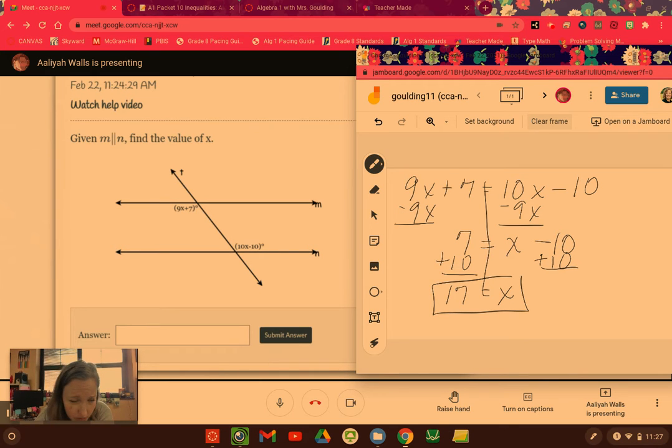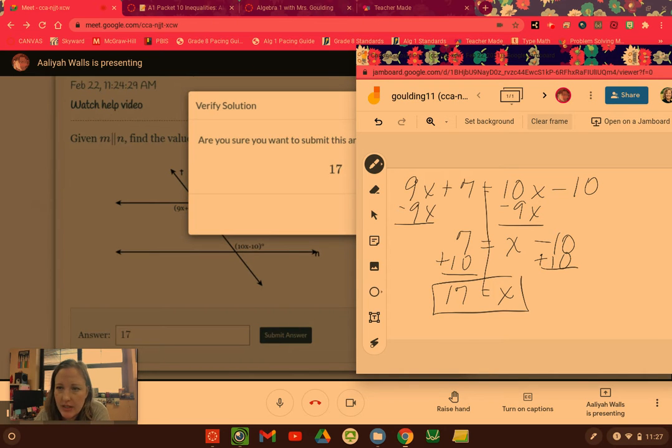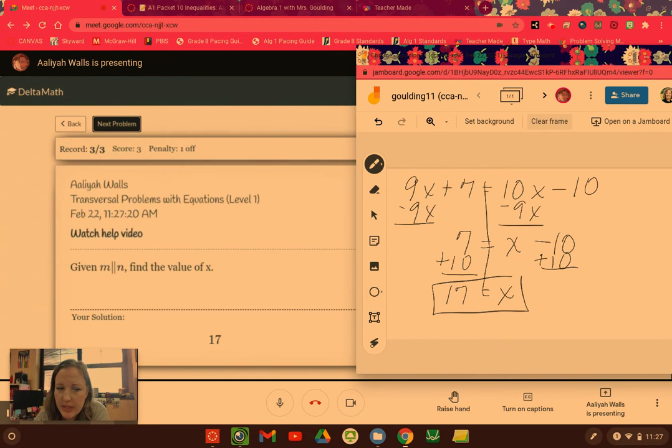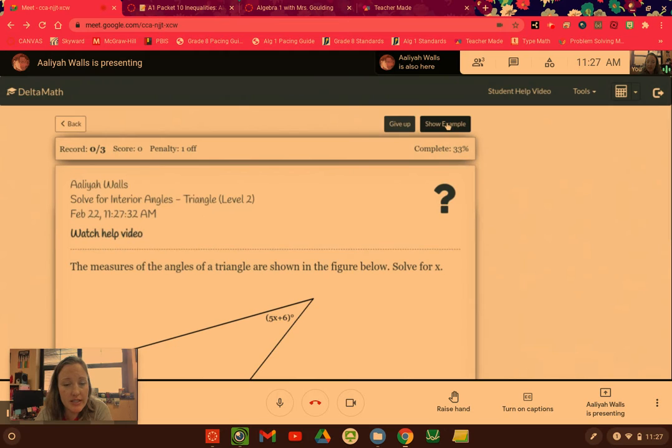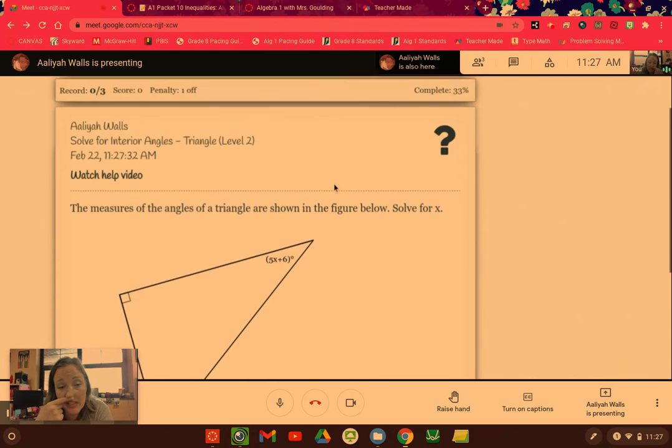And then when we did the first one, we put x equals something, but it says it doesn't want the x. It just wants the number. So let's put in the number, 17 there. Submit. Are you sure you want to submit? And we got that one right. So we're good. Now, 33%. What's that? I got 33%. Because there's 2 more assignments. That doesn't have anything to do with how well you did on this. It just means you got some of them done.